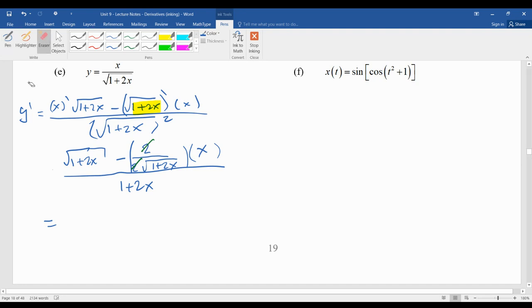Let me just move this a bit far away. Let me put the equal sign there. I'm going to use a different color. So we need to multiply the square root of 1 plus 2x by the square root of 1 plus 2x. And of course, divide by the square root of 1 plus 2x. So now it looks like we have the same denominator, so we can go ahead and add. The square root of 1 plus 2x times the square root of 1 plus 2x is simply 1 plus 2x.